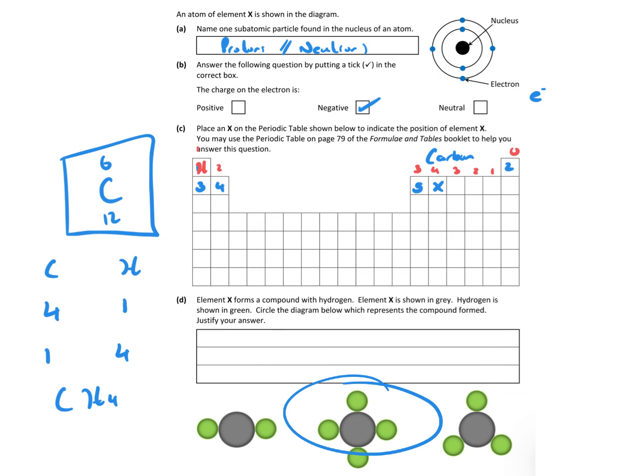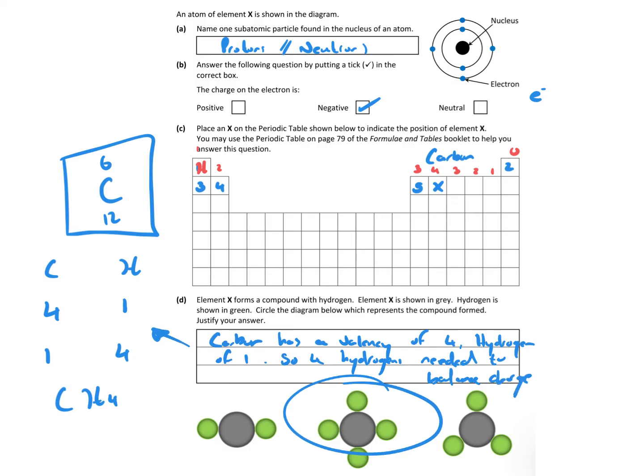So it says circle the diagram, you've done that, justify your answer. Your justification is actually over here, but you could say something along the lines of carbon has a valency of 4, hydrogen of 1, so 4 hydrogens needed to balance out. So to balance the charge. Okay, so that's an example of an exam question which comes up. That actually came up in the 2022 exam.